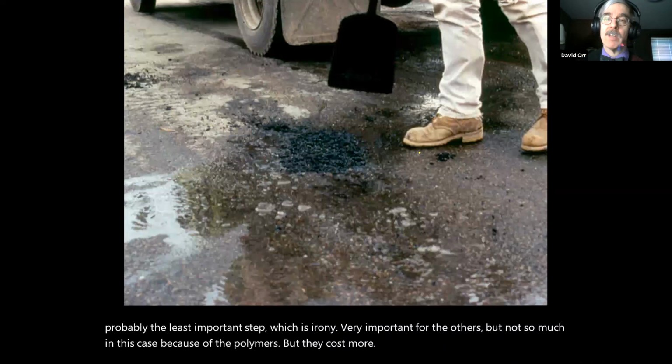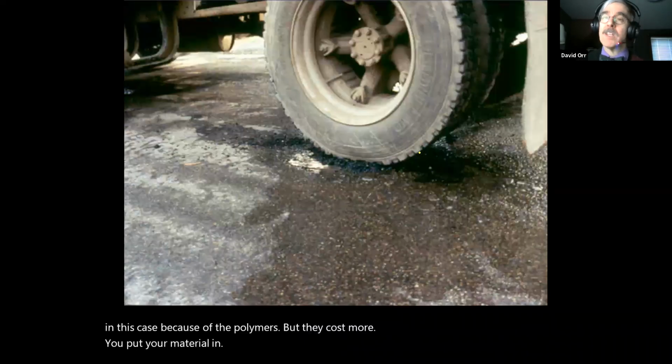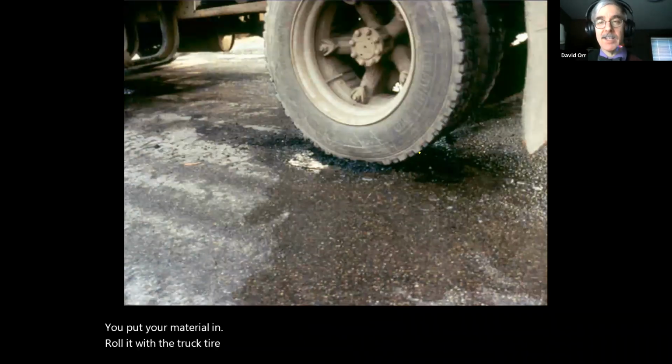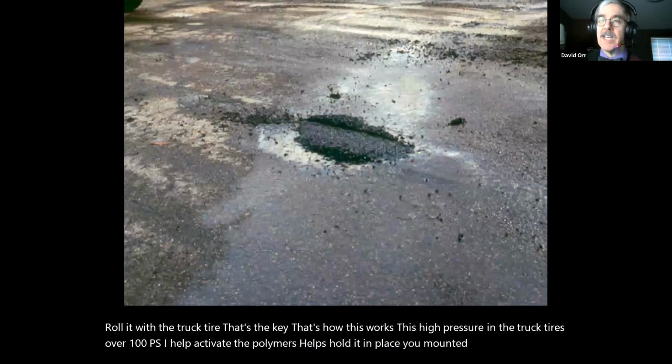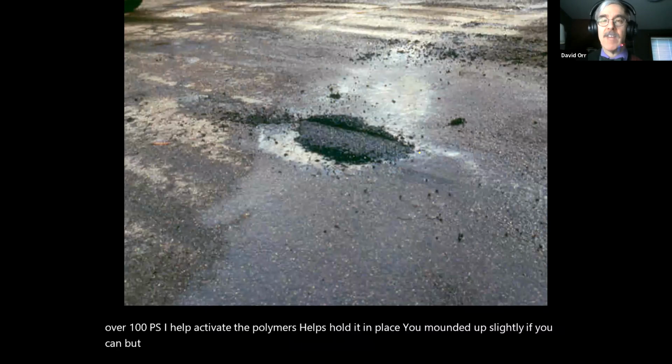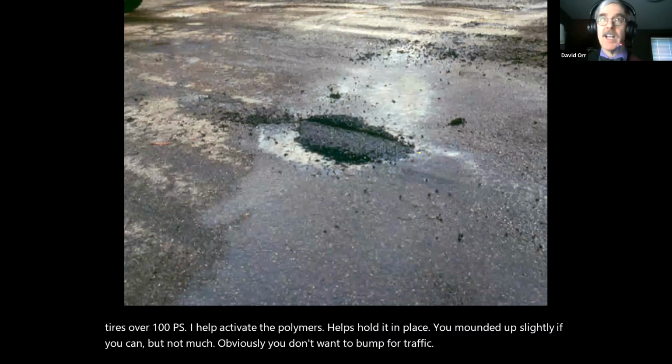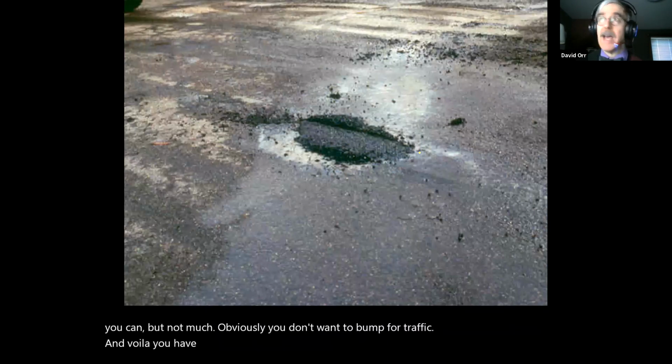You put your material in, roll it with the truck tire. That's the key. That's how this works. There's high pressure in the truck tires, over 100 psi, that helps activate the polymers and helps hold it in place. You mound it up slightly if you can, but not much. Obviously, you don't want a big bump for traffic. And voila, you have yourself a nice patch.